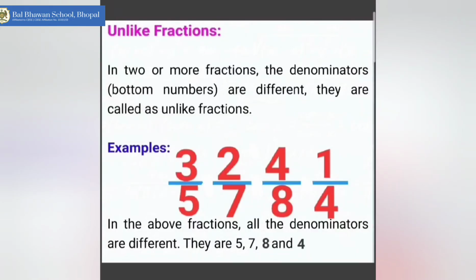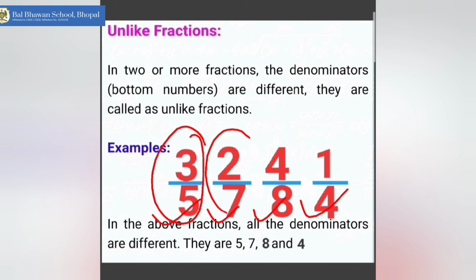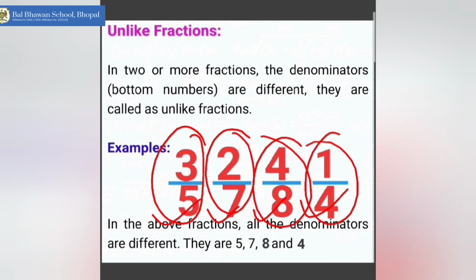In this example here, look at the denominators carefully. 5, 7, 8 and 4. All the denominators in this set of fractions are different from each other. They are not the same. So such fractions are called unlike fractions because their denominators are different.